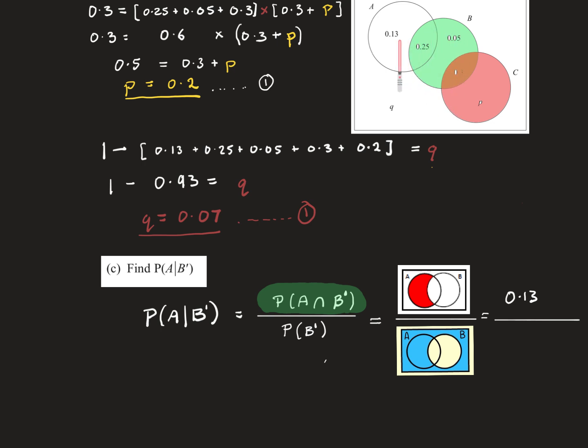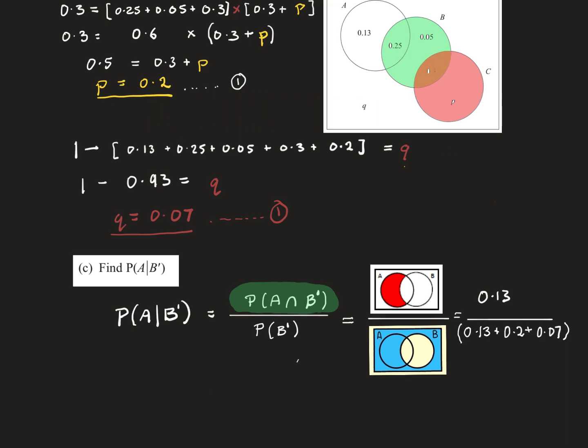So we are going to have to add 0.13. We need to add Q, which we already know is 0.07. And we need to add P, which we've also found out to be 0.2. And this will give us an answer of 13/40.